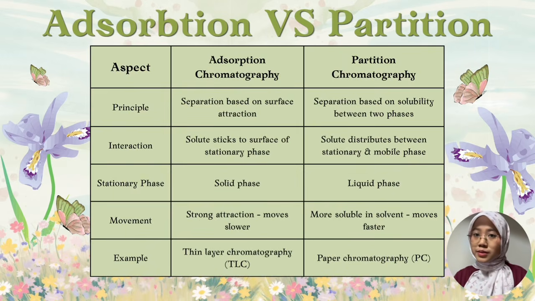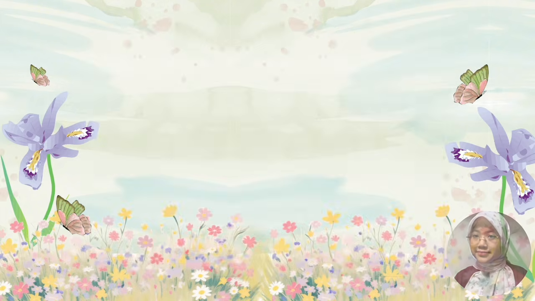In partition chromatography, separation depends on how soluble the compound is between two phases. For the movement, if the compound is more soluble in the solvent, it will move faster. The example of partition is paper chromatography. Overall, adsorption is about surface attraction, while partition is about solubility.